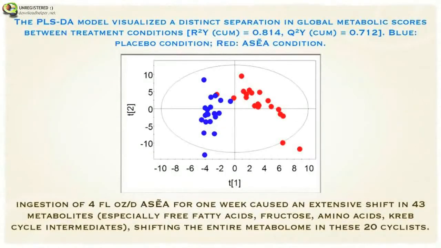So using very, very specific ultra-sensitive mass spectrometry, this study demonstrated a huge shift in 43 of 108 metabolites. In this graph here, you're seeing the blue dots would be the placebo group, and the red dots being the active or ASEA group. And as each athlete was crossed over, they then created a new imprint or a collection of metabolites that gives you that dot.